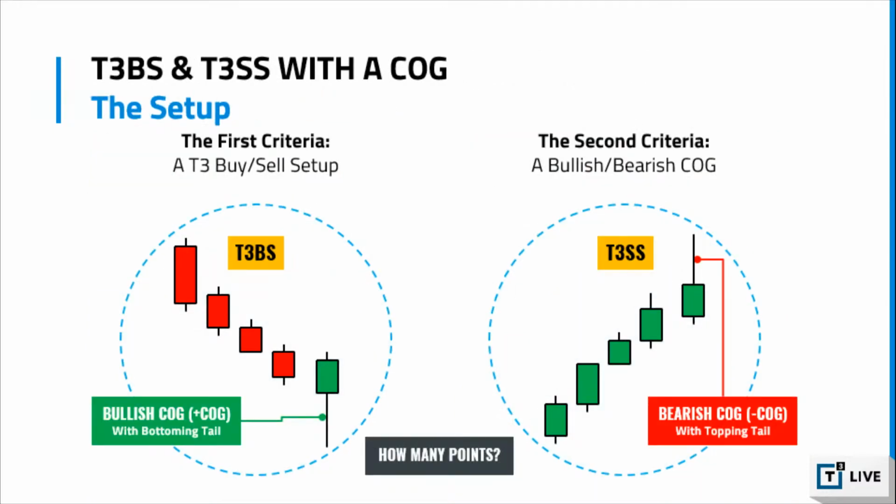So this is what it looks like. You get the pullback, a COG bar, plus in this case a bottoming tail bar. So this setup in particular gets 20 points for the buy setup, and then 10 points for the bottoming tail, and 10 points for the COG. So that's a 40-point play. Does that make sense? So that's the COG bar.